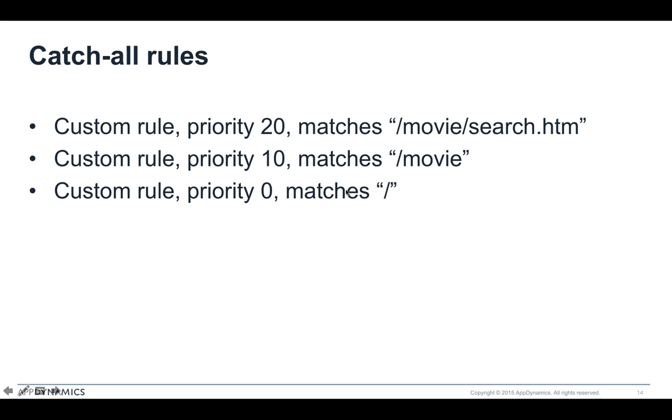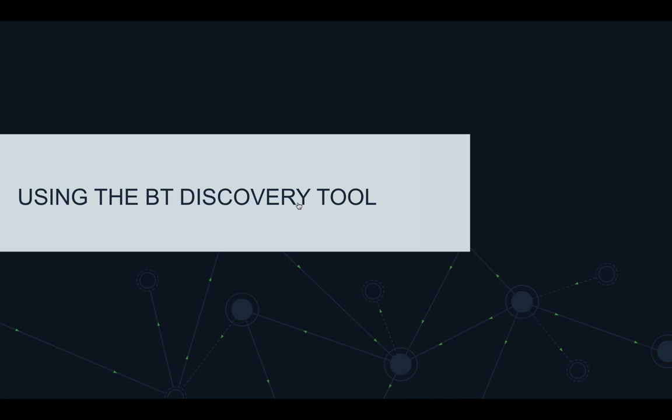And that was also a way of keeping your BT list clean. The advantage here is that you could have multiple catch-all rules using that priority feature to have more or less specific catch-alls. So for example, we just created custom rules for the movie search. We could create a couple of catch-all rules, one to match anything that starts with /movie and another one to match anything else. And that would also keep your BT list clean. So there's two different ways of doing this.